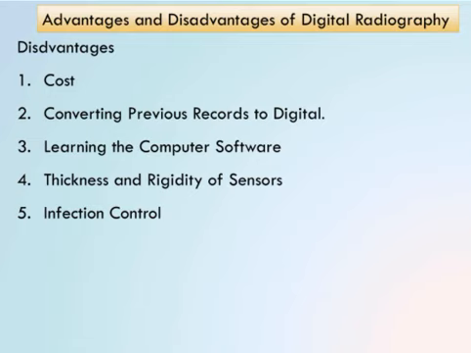So what are the disadvantages that we can have? One is the cost. Converting precious records to digital takes time and is a tedious job. Tedious job means it requires more hard work. Then, learning the computer software is also one skill that you need to master. Then the thickness and rigidity of the sensors. The sensors are thick and rigid, so the patients may not completely cooperate with the dentist or the assistants while taking the radiograph.